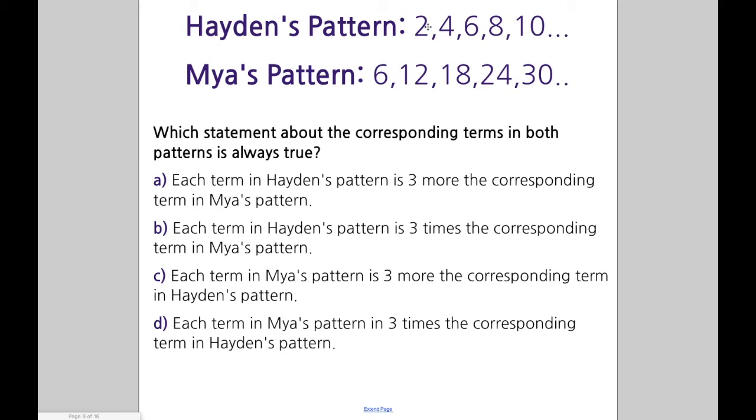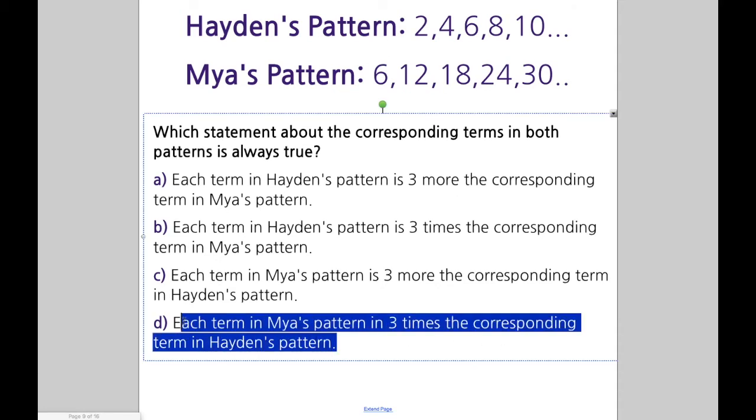2 times 3 is 6. 4 times 3 is 12. 6 times 3 is 18. So that fits with the answer choice of D. Each term in Maya's pattern is 3 times the corresponding term in Hayden's pattern. So my answer is D.